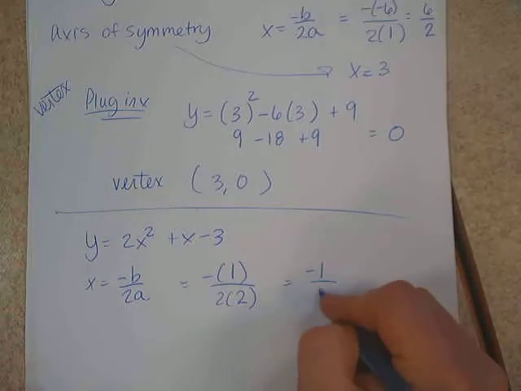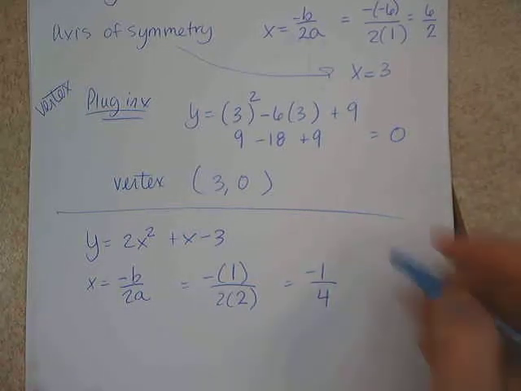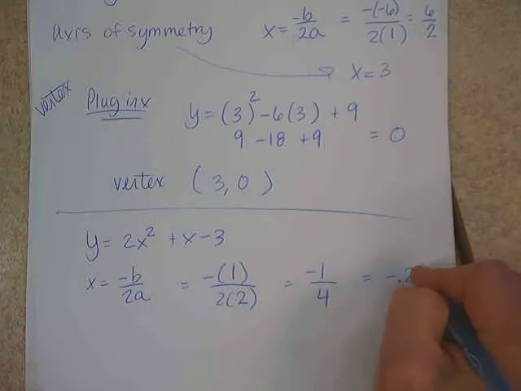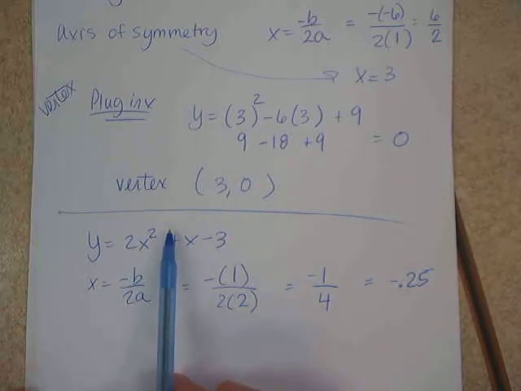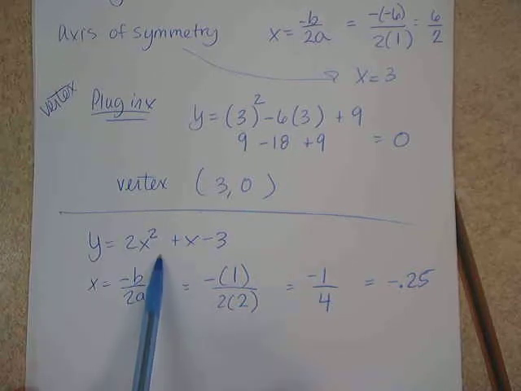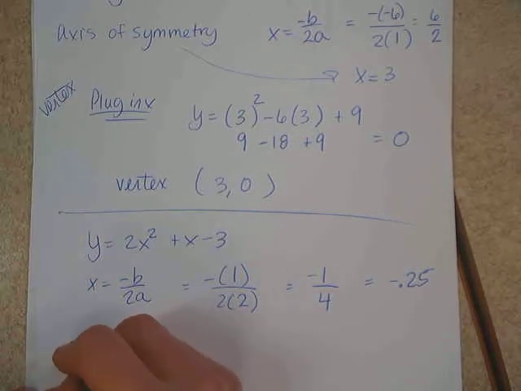So what is my B value? 1, and A is 2. Okay, so on top I have negative 1, and on the bottom 4. Okay, now for the sake of plugging stuff in, if you're not good with fractions, you may want to turn this into a decimal. So what's a decimal of 1/4? So negative 0.25 is what I'm going to plug in.